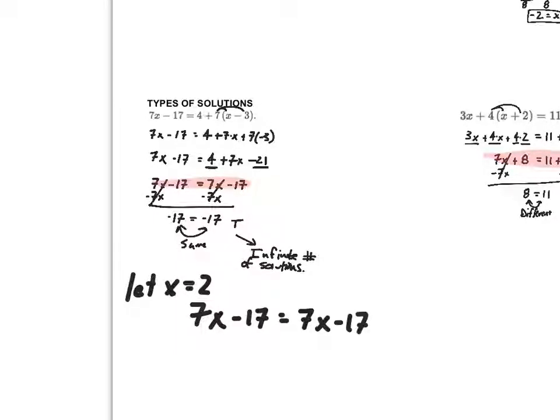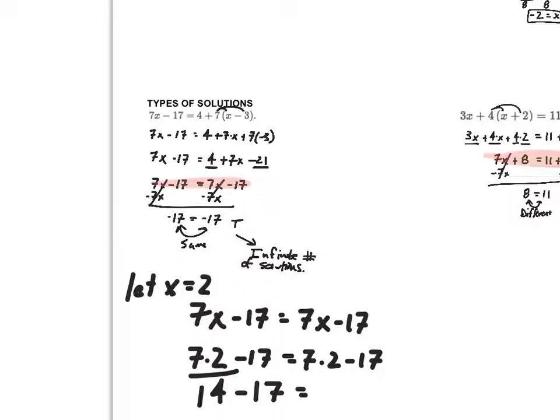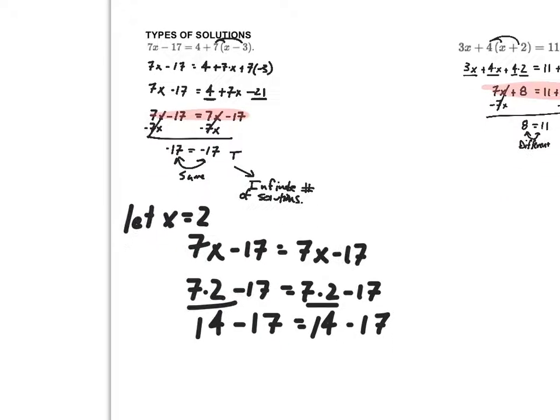So what I want to do is this. I want to do 7 times 2 minus 17, 7 times 2 minus 17 here, and put an equal sign in between. What's 7 times 2? That's 14, minus 17. Same thing on this side. I've got 7 times 2, which is 14, minus 17. And what I'm going to get as a result, 14 minus 17, is negative 3. And that's also going to give me negative 3, which is a true statement.